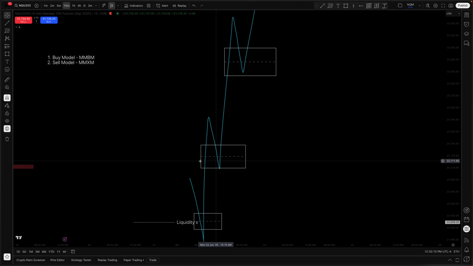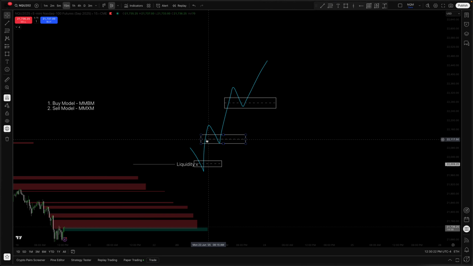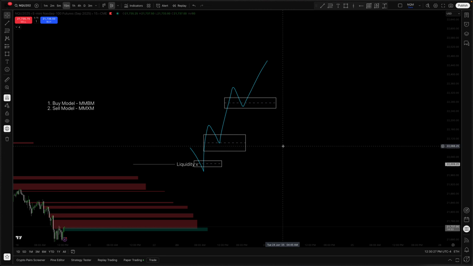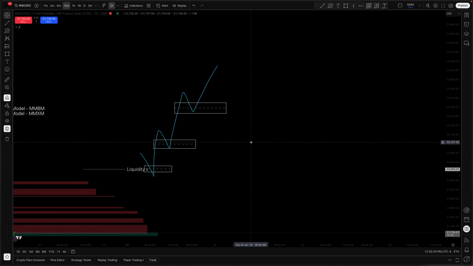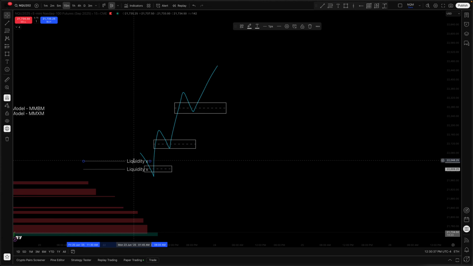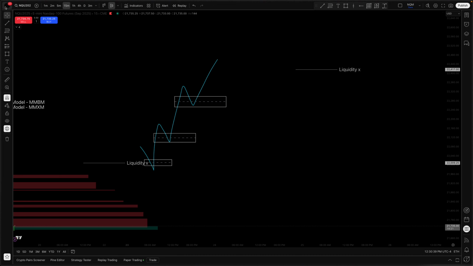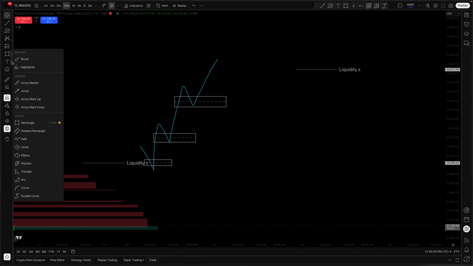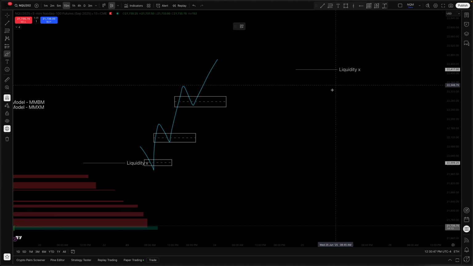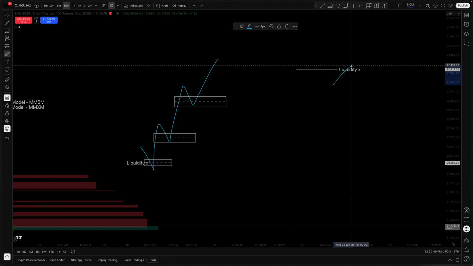So this fair value gap, for example the first or the second fair value gap after the reversal, is something that is going to be filled up most of the time, not just 50%, but 100%. So this is a buy model, and you also know what a sell model is, right? Price comes up, takes liquidity, V-shaped.